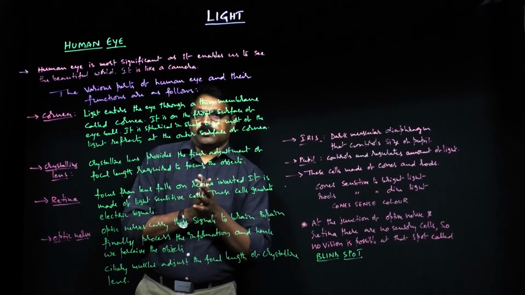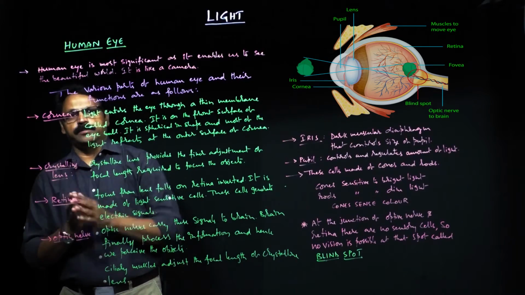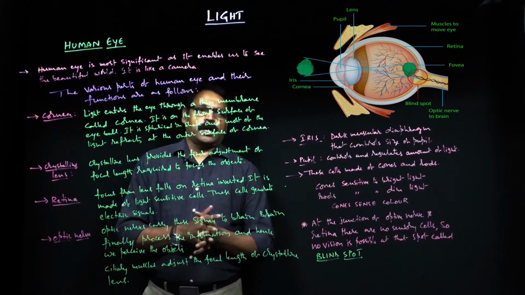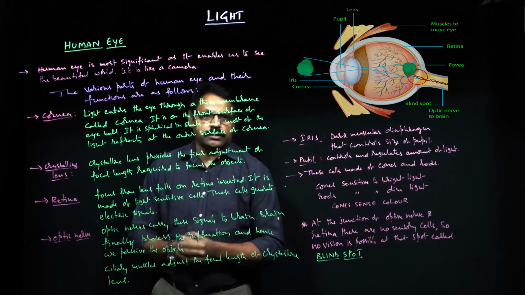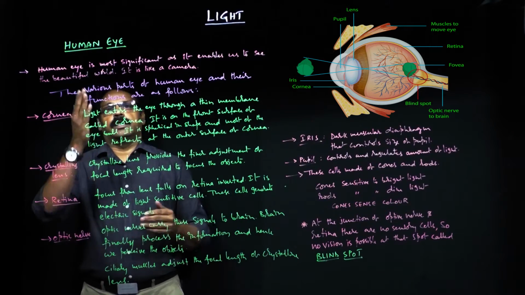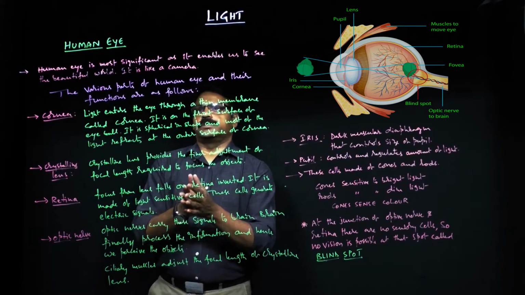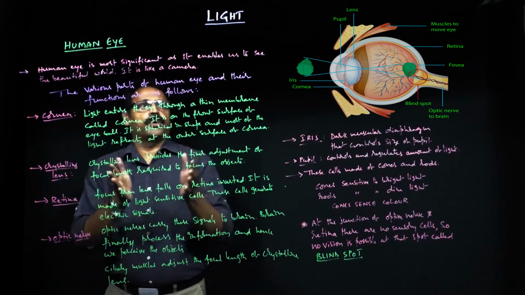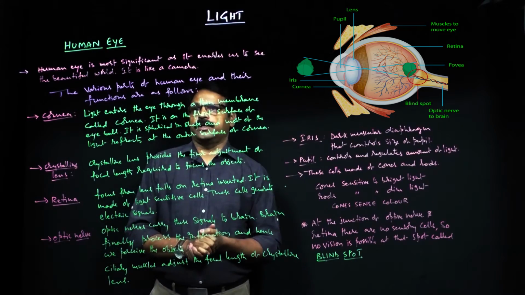We'll now look at the most important organ of our body, that is the human eye. Without the human eye there is no life, and it is supposed to be the important organ of the human body, and that's the reason we can define the human eye as the most significant. It's most significant because it enables us to see the beautiful and colorful world around us.